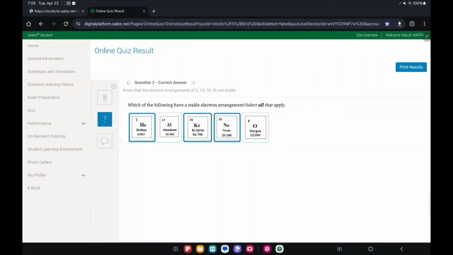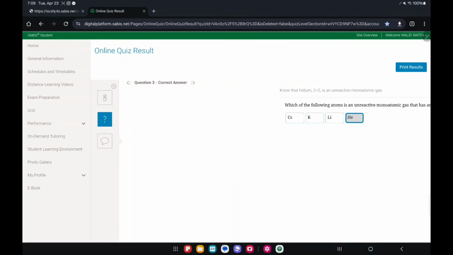Okay, question 2. Which of the following have a stable electron arrangement? Stable, meaning it's a noble gas, right? So you have to pick the ones which are noble gases, and helium is a noble gas, krypton, neon, they're noble gases. Of course aluminium and oxygen are not noble gases.